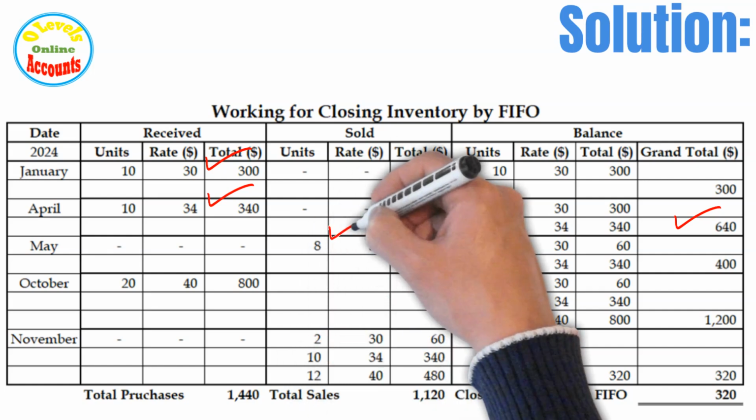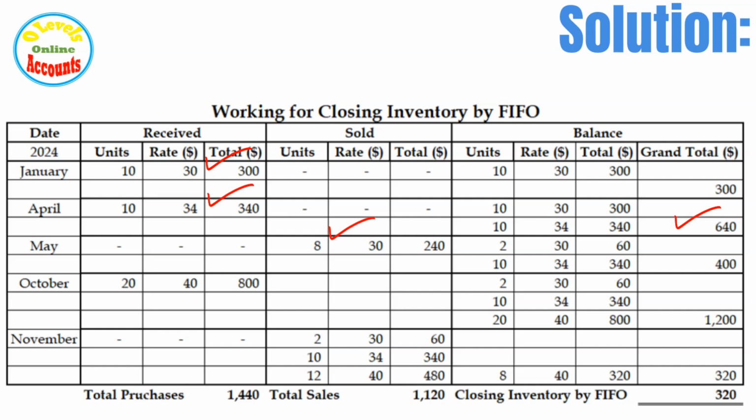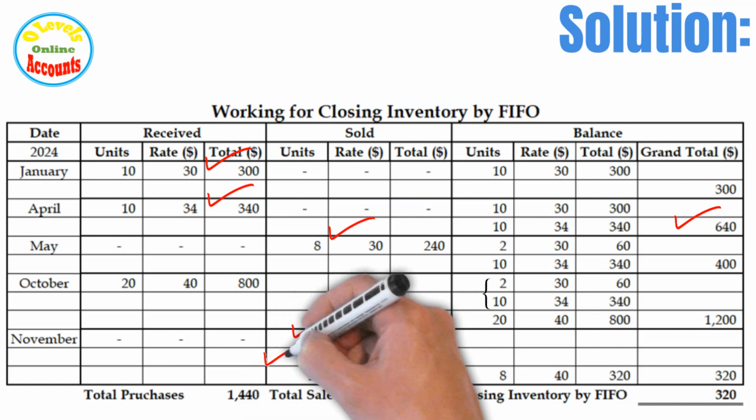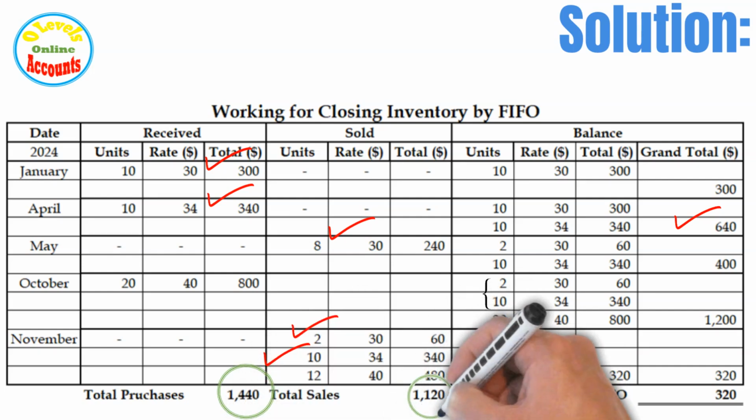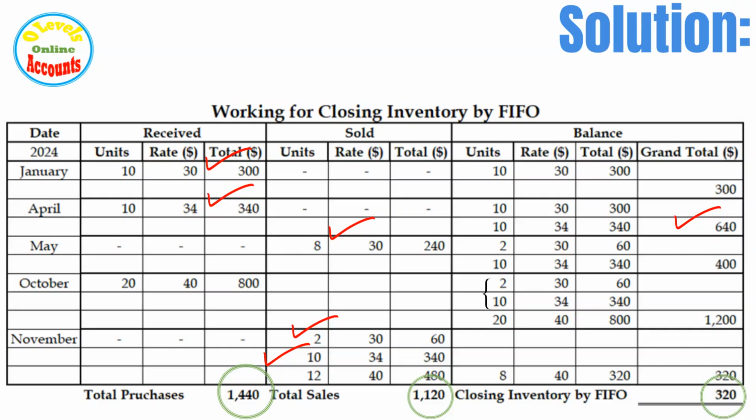In May, we sold 8 units, but from the first lot that was purchased in January, due to the FIFO system. The same practice is followed with the November sale units. First we release the first 2 lots from the warehouse due to FIFO. This whole working shows the total units purchased, sold, and closing inventory in hand at the end of the year. Let's move to another example.